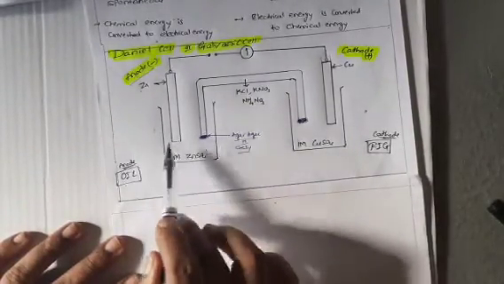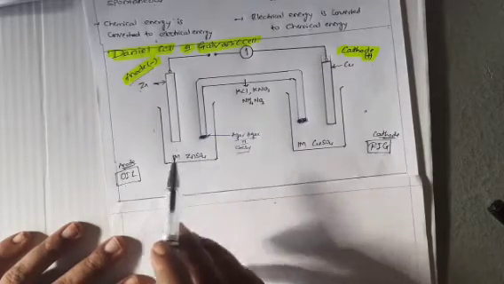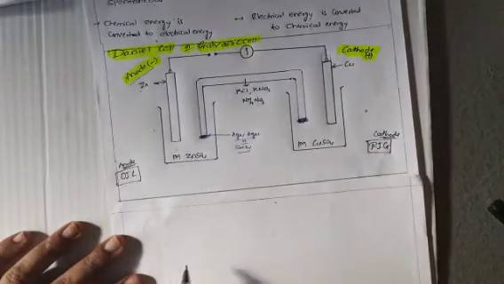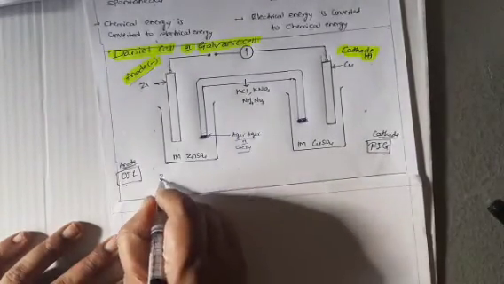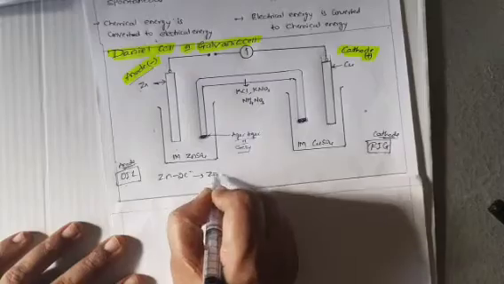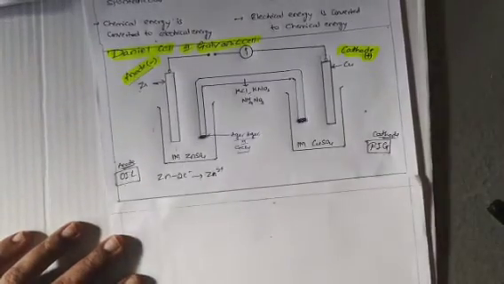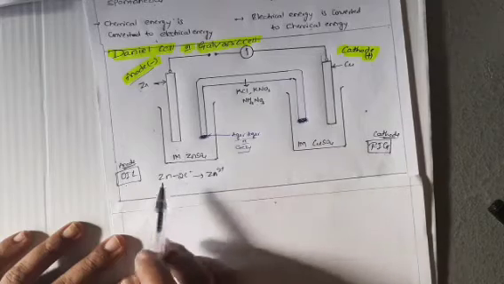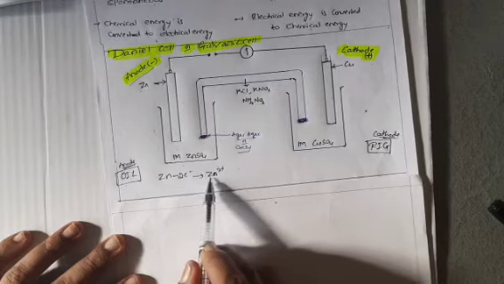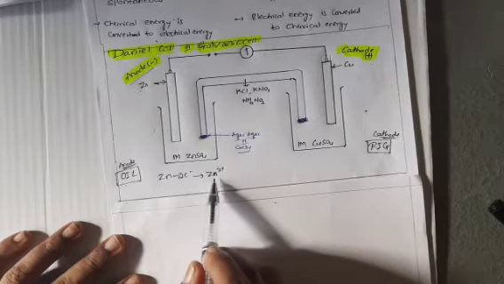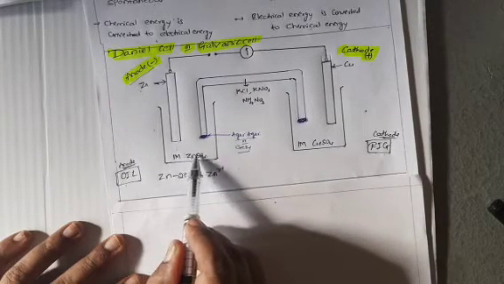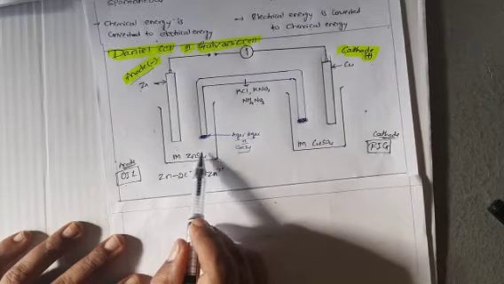So in this anode, oxidation is taking place. What happens in oxidation here? This zinc metal has a tendency to lose electrons. This Zn metal will lose 2 electrons and form Zn2+. In the oxidation reaction, the Zn metal loses 2 electrons and gets converted into Zn2+. This Zn2+ starts accumulating inside this aqueous solution.